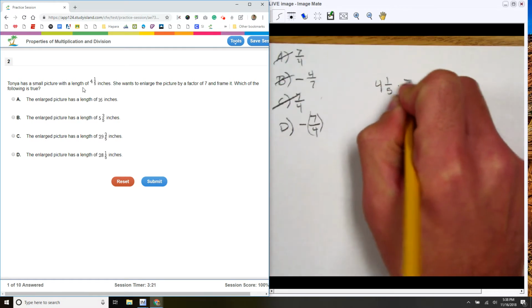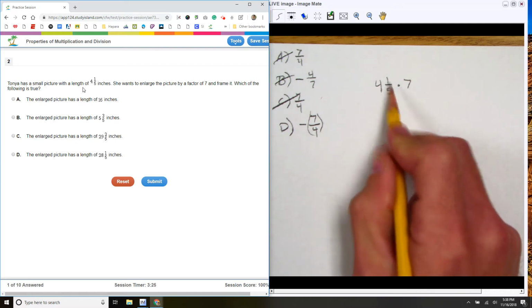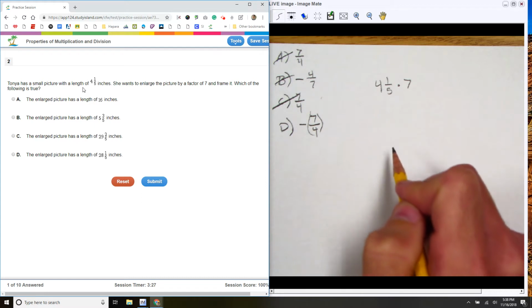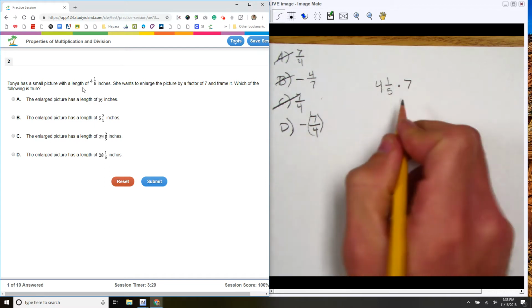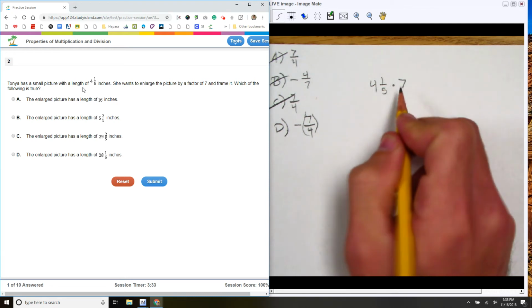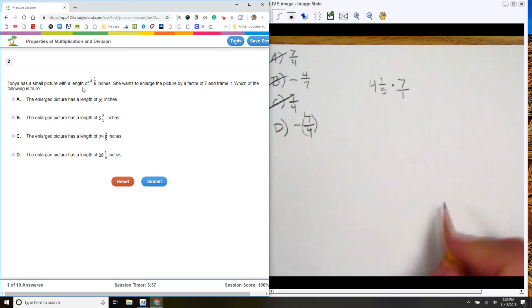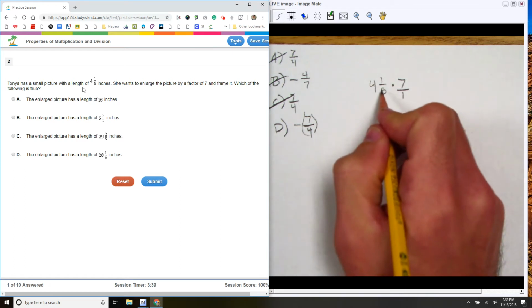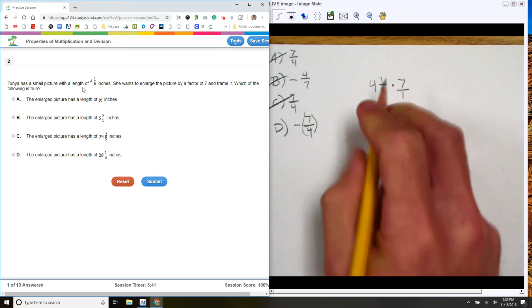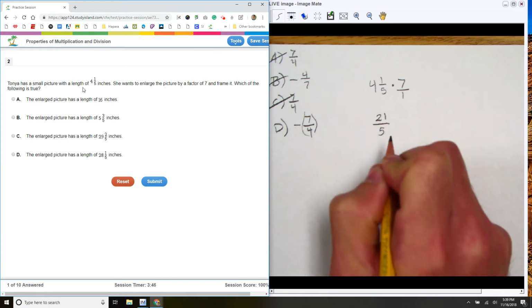times 7. Now, there's two ways to do this. I can do 4 1/5 as an improper fraction, and a lot of you guys get taught in elementary school to do it this way. So I'll do it this way first, but then I'm going to show you a better way to do it. 4 1/5 times 7 can be 4 1/5 times 7/1. And 4 1/5 could be 5 times 4, which is 20, plus 1 is 21. So 4 1/5 is 21/5.